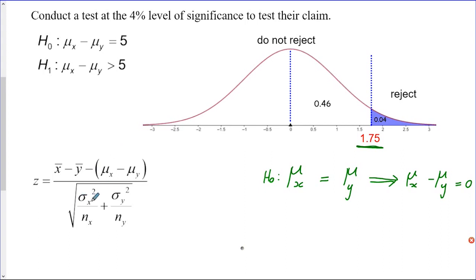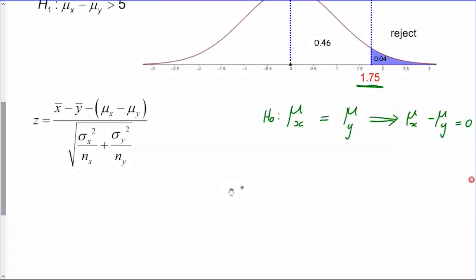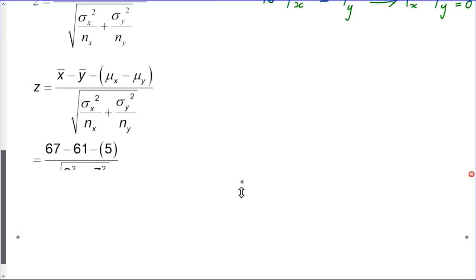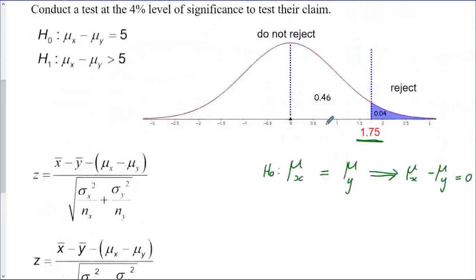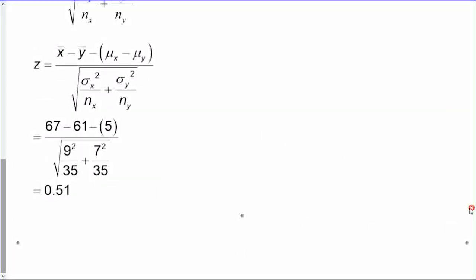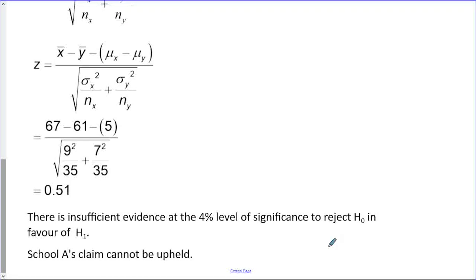Right. So we calculate our test statistic and we get the following value, which comes out eventually to 0.51. Now 0.51 is over here somewhere, and so we are in the do not reject region. So we would conclude that there is not sufficient evidence at the 4% level of significance to reject H0 in favor of H1. In other words, school A's claim that they've outperformed by more than 5% cannot be upheld.